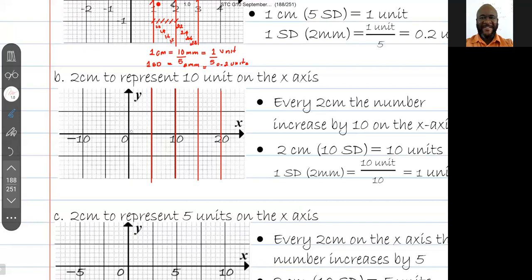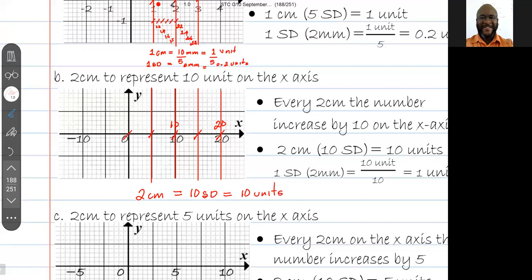So at 0, then 1 centimeter, 2 centimeters, 10. 1 centimeter, 2 centimeters, 20. The scale is 2 centimeters to 10 units. Now remember, every centimeter on your graph sheet is divided into 5 equal parts. So 2 centimeters, which is 10 small divisions, is representing 10 units.